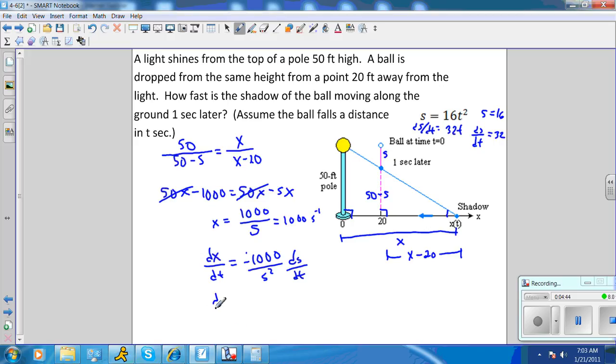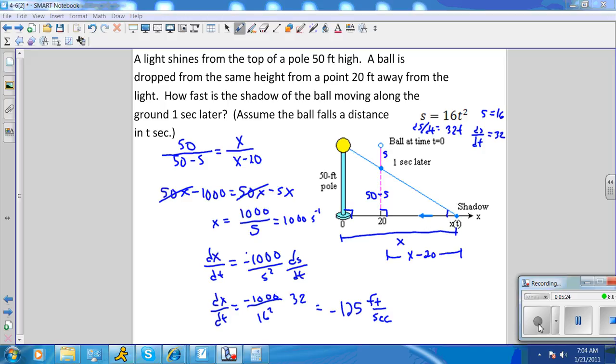So we're going to plug all that in to figure out how fast the velocity of the shadow is moving, or how fast the shadow is moving, I should say. So negative 1000 over 16 squared times 32. If you pull out a calculator, you should get that it's moving negative 125 feet per second. Now that's the end of the problem.